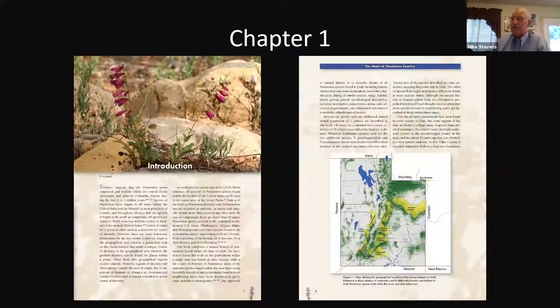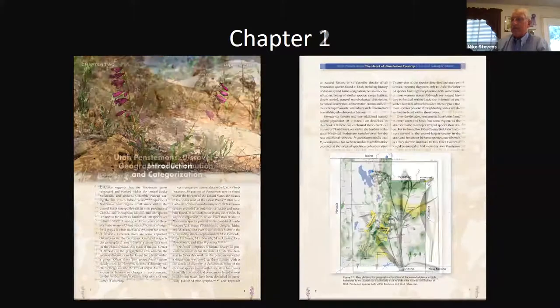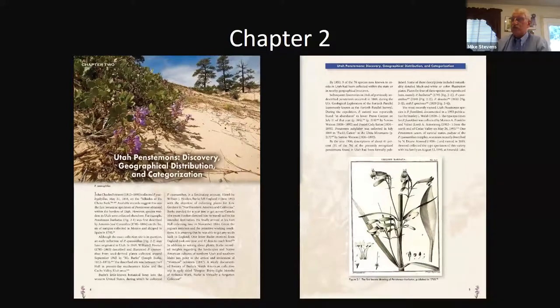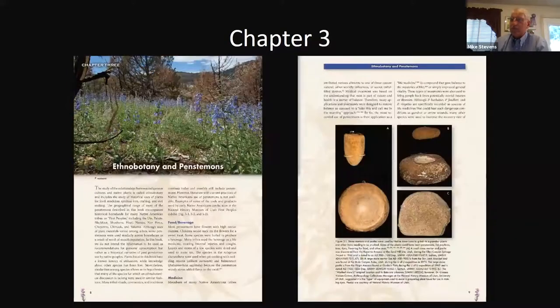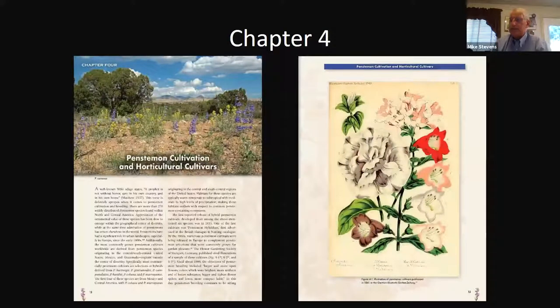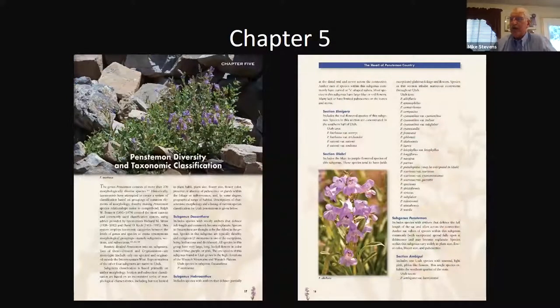The introduction to the book talks a lot about some of the history that I just talked about, some of the background. And then we start to talk about the geography, the distribution, the categorization of it in chapter two. In chapter three, we discuss the ethnobotany in Penstemon. The natives of the Americas had learned a lot about their plants because they were living with them all the time. And strangely enough, Penstemon show up rather regularly in their lore and in their medicine. And so wherever we could find information, we included that information in each chapter on each species, or each section of that chapter. We then talk a little bit about the horticulture and cultivars that have been developed, followed in the next chapter by the taxonomic classifications of those 76 species in Utah.